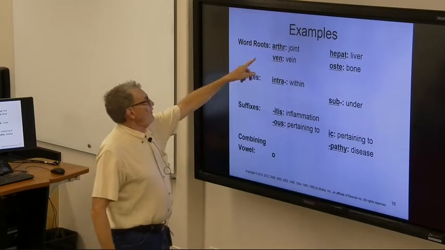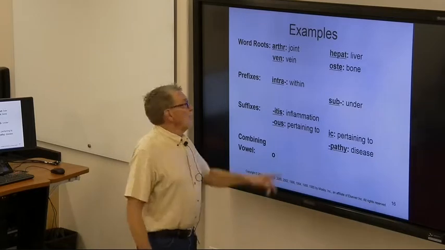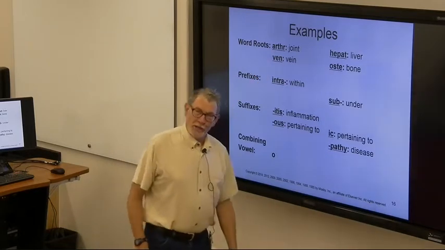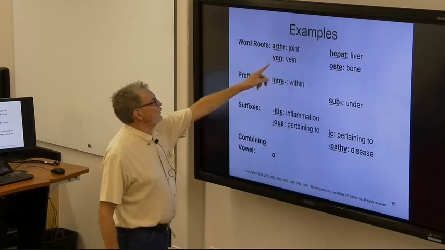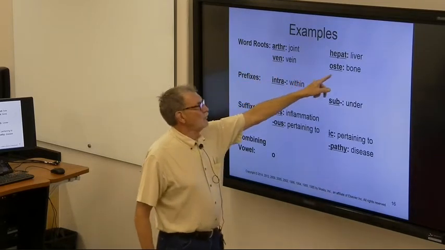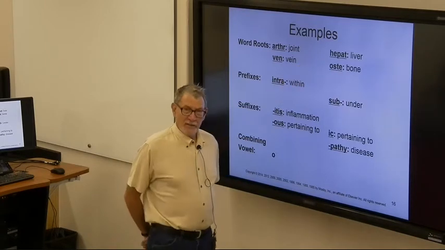So here we have arthro is joint. These Greek and Latin words are kind of difficult to say by themselves sometimes. Arthro. Ven is vein. Ost is bone. Hepat is liver.